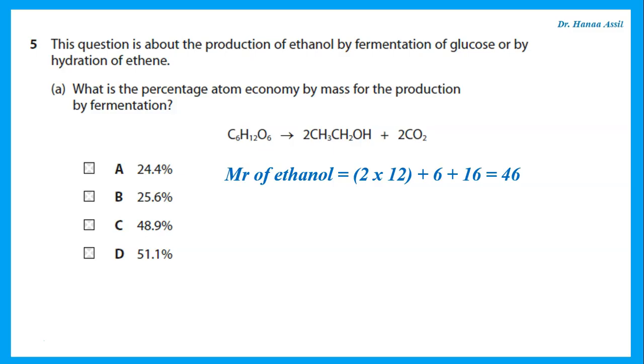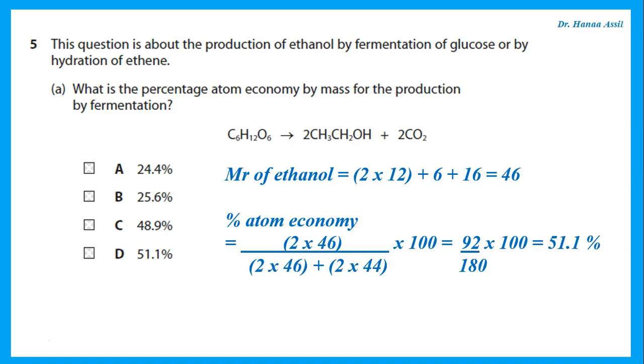So the MR of ethanol is 46. But please remember, when we're calculating percentage atom economy, we have to take into account the coefficients. So I actually have 2 ethanol molecules, so that's 2 times 46, over the total MR of all the products, so that is 2 times the ethanol plus 2 times the carbon dioxide. And that comes out to 51.1%.